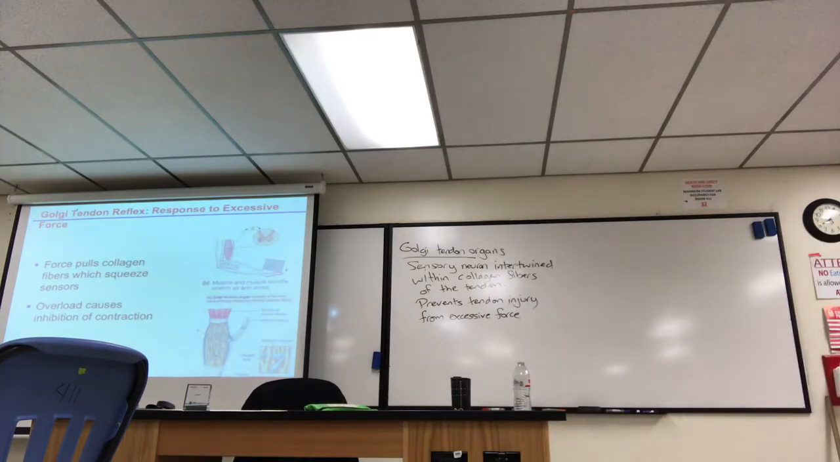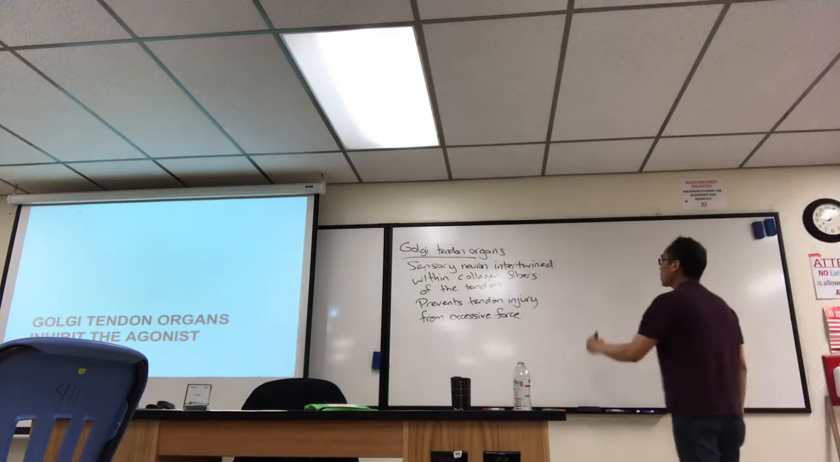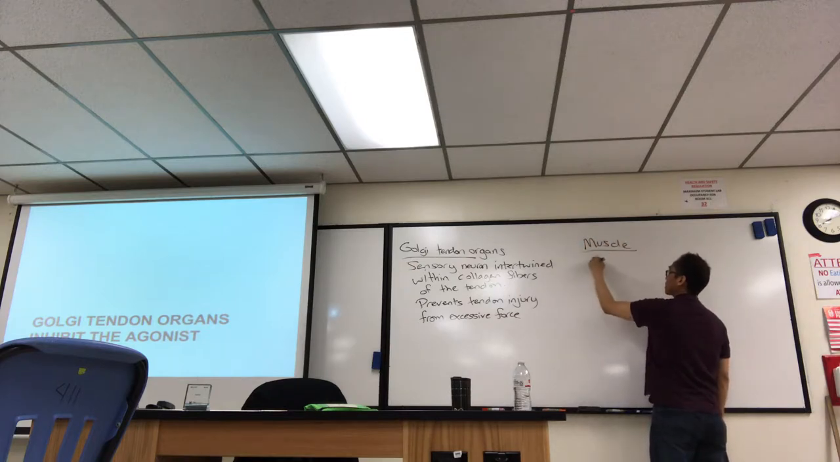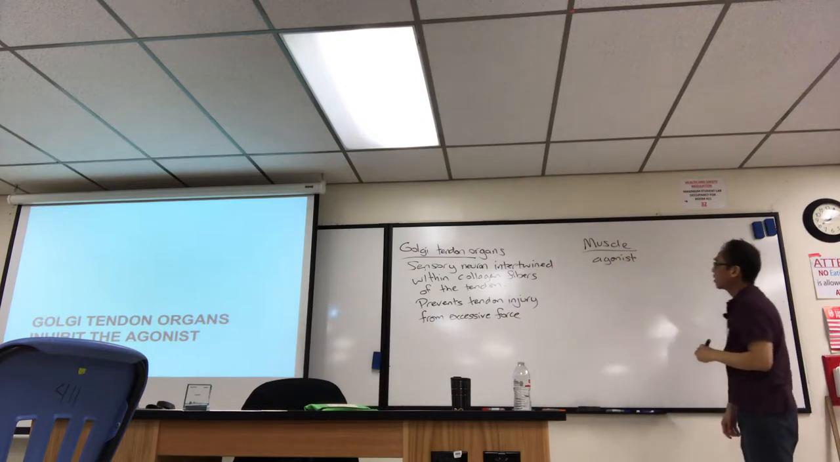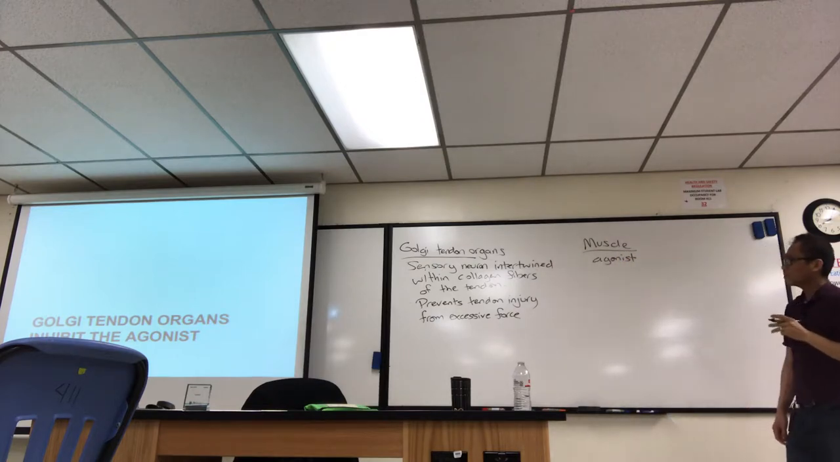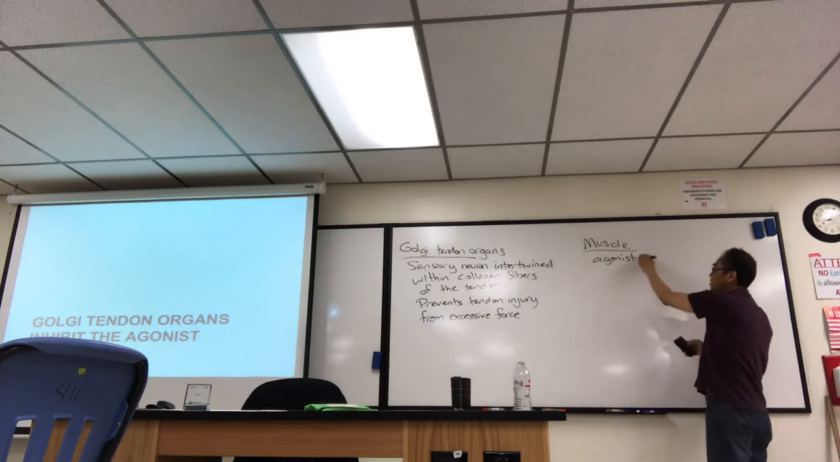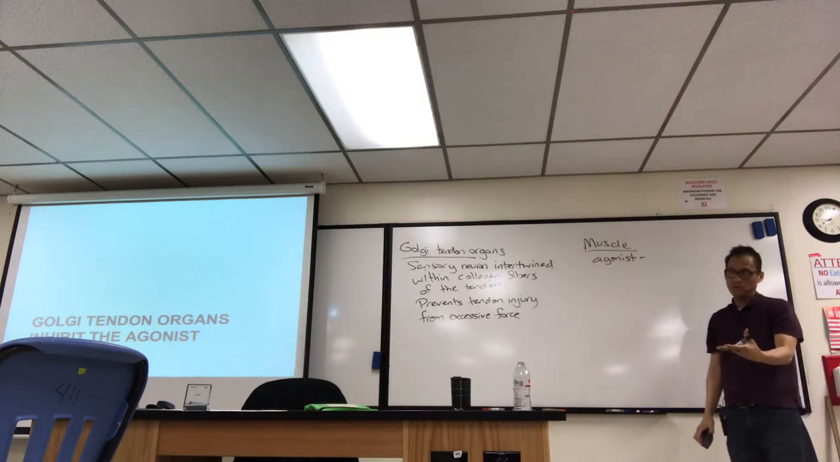All right, so this reflex is shown. There are some terms here I didn't use before. Golgi tendon organs inhibit the agonist muscle. Let me define those terms. A muscle that is an agonist muscle. The agonist muscle, if I can spell it right, that's the muscle that you're using for the movement you want to do.